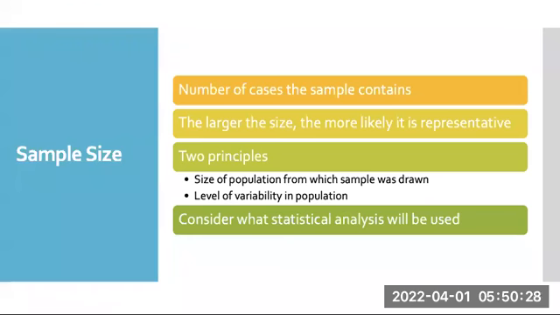So sample size basically refers to the number of cases the sample contains. And for quantitative studies, the larger the size, the more likely it is representative. And there are two principles that we need to consider. One, again, is the size of population from which the sample was drawn, and another one is the level of variability in the population.